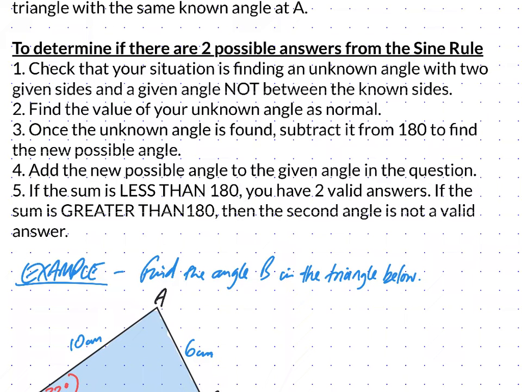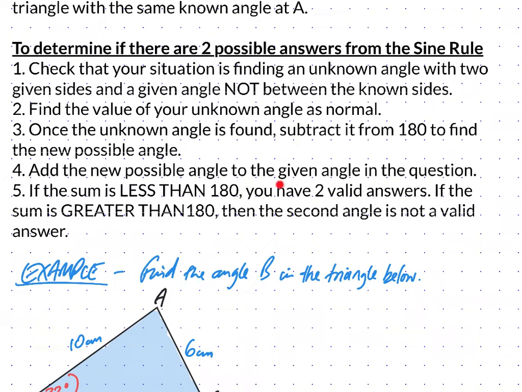5 steps to determine if there's actually two possible answers from using the sine rule. Number 1, check that your situation is finding an unknown angle with two given sides and a given angle that's not between those sides. It's not an included angle. Step 2, find the value of your unknown angle as normal. So answer the question. Step 3, once the unknown angle is found, take it away from 180 to find the new possible angle it could be.